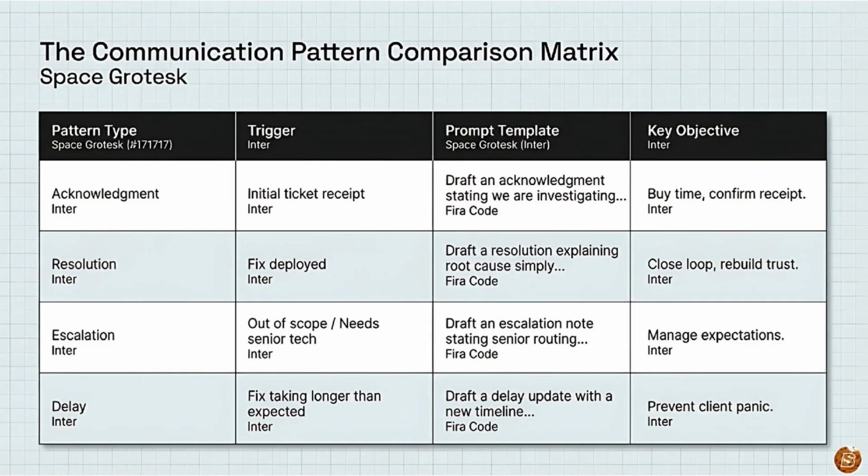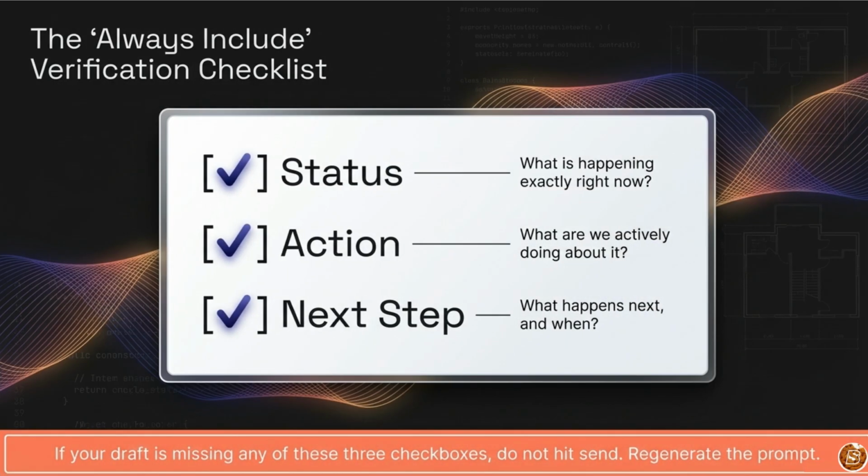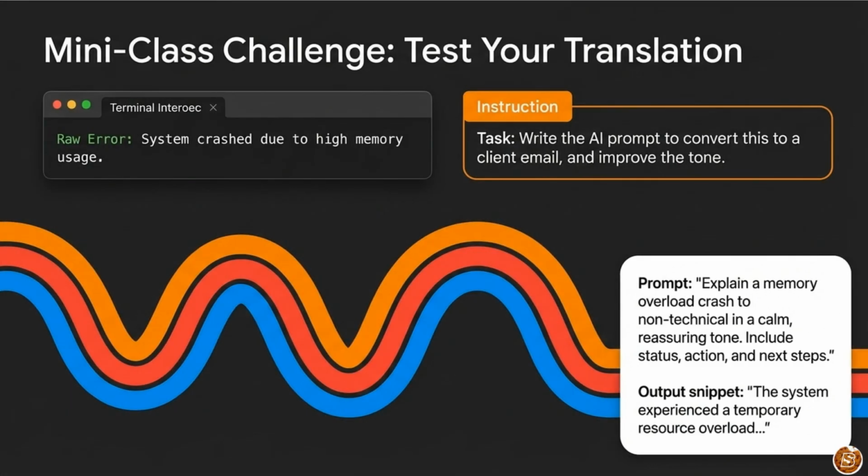Here is a comparison matrix for different communication patterns, outlining the trigger, template, and objective for various situations ranging from acknowledgements to delays. Always use this verification checklist. If your draft is missing the current status, the action being taken, or the next steps, do not hit send. Regenerate your prompt instead.